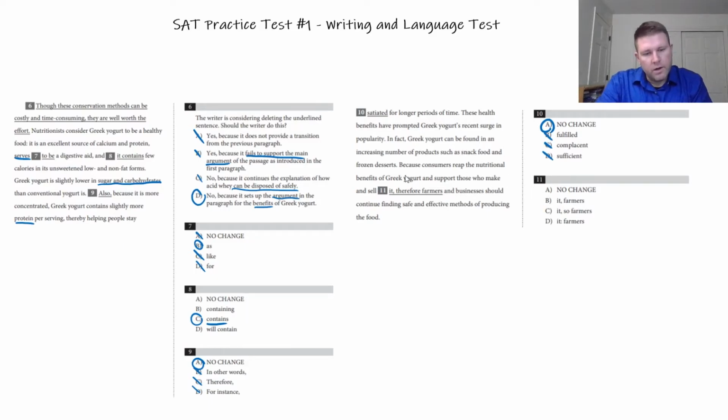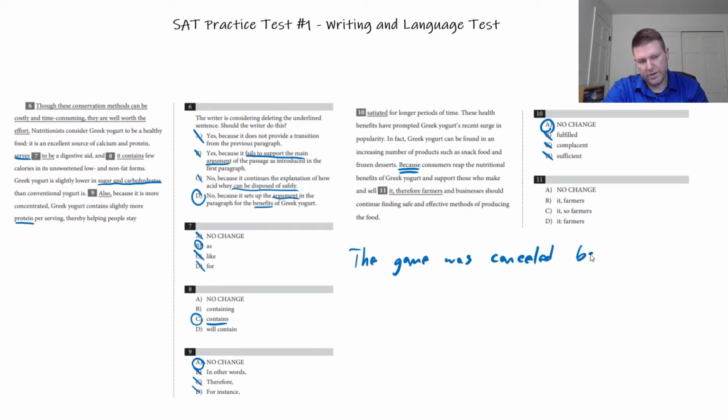Last one. Going down here, we have to figure out sort of how to link these sentences. Because consumers reap the nutritional benefits of Greek yogurt and support those who make and sell it, therefore farmers and businesses should continue finding safe and effective methods of producing the food. So this is weird. A lot of people don't like starting the sentence with because, but I'm going to write out a quick example here just showing that it's okay. So first, the game was canceled because it was raining. Simple enough, okay?